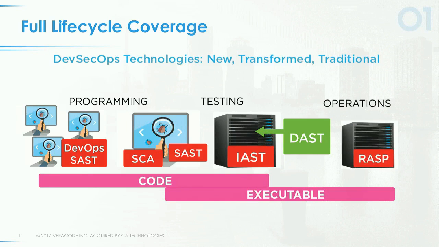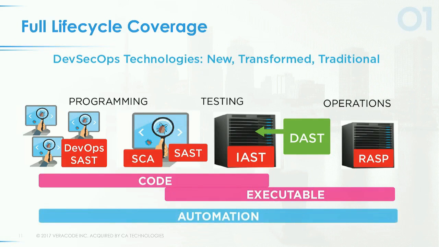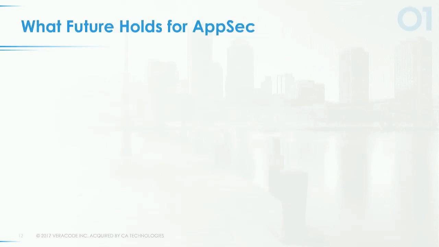It is up to you, you have choices there. And for operations, you can use RASP for protection. So you have technologies now either completely built from scratch or modified to support DevOps requirements. Just use them at the right place.